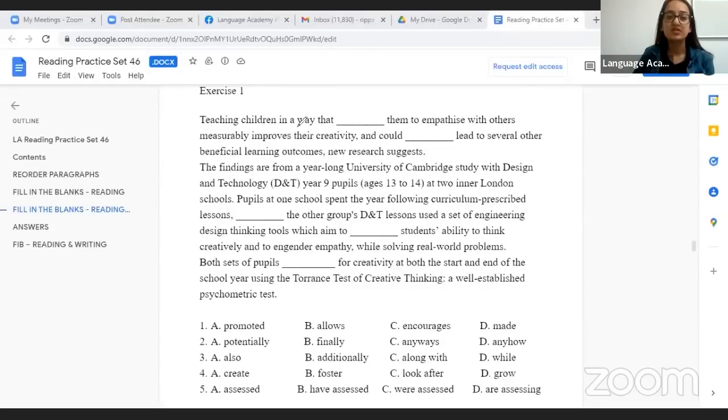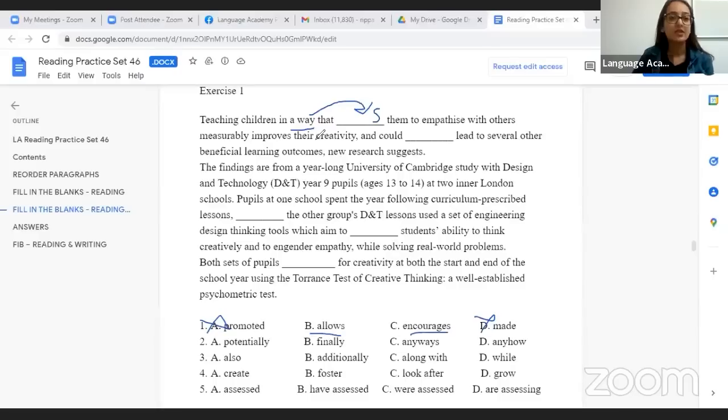This is: teaching children in a way that dash them to empathize with others measurably improves their creativity. So here the noun is way, which is singular. So we need a word with S. So we can eliminate two options which are not with S, promoted and made. So we have to select our answer out of allows and encourages. So a teaching method, basically teaching children in a way.